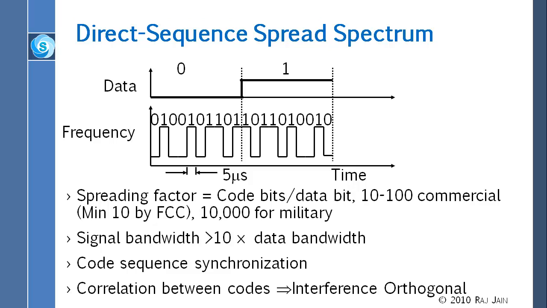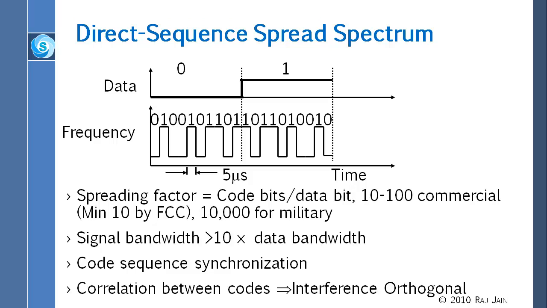So each bit selects a code. So for the time being, let's just call it code bits. So this is your data bit, and this is your code bit. So for each data bit, you are sending 10 code bits.